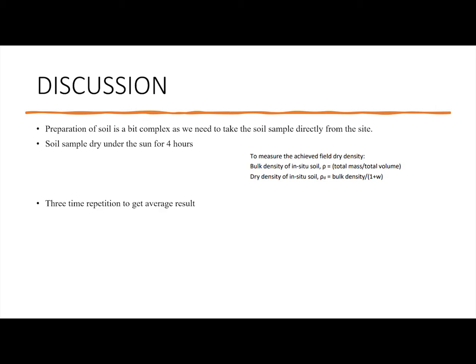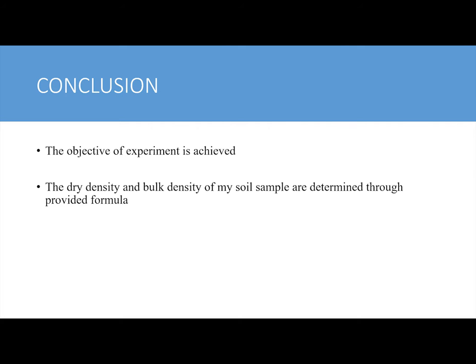To measure the dry density and bulk density, there is a formula provided at the right side of the screen. And for accuracy, I repeated the test 3 times to get average results. Conclusion for field density: the objective of the experiment is achieved, which is to obtain the dry density and bulk density values of the soil sample, or as we call it, the in situ soil sample.